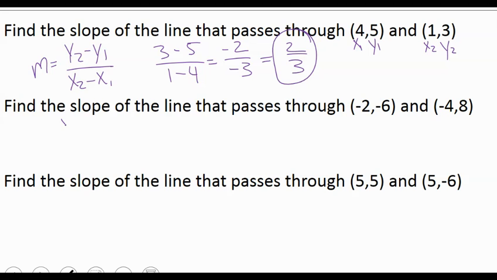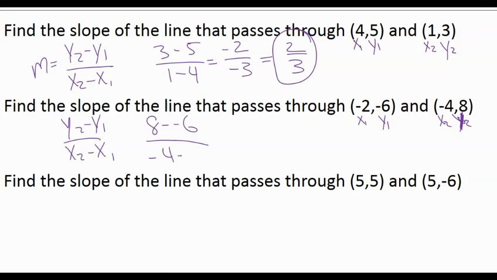Again, same formula: y2 minus y1 over x2 minus x1. First thing I do is label my points. I'm going to say -2 is x1, -6 is y1. Then -4 is x2, and 8 would be y2. That's a y. It's a terrible y, but it's a y. All right, so now it's y2 minus y1, so it's 8 minus -6. And then on the bottom, it's -4 minus -2, so x2 minus x1 on the bottom.